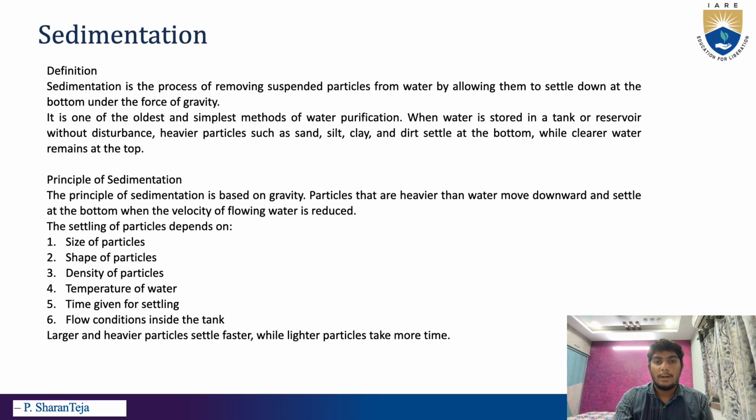Sedimentation. Now let us discuss the first process, which is sedimentation. Sedimentation is the process of removing suspended impurities from water by allowing them to settle at the bottom under gravity. This is one of the oldest methods of water purification and has been used for many years. If muddy water is kept in a bucket or tank, after some time you can see the mud settling at the bottom and clear water on the top. This is the basic idea of sedimentation.